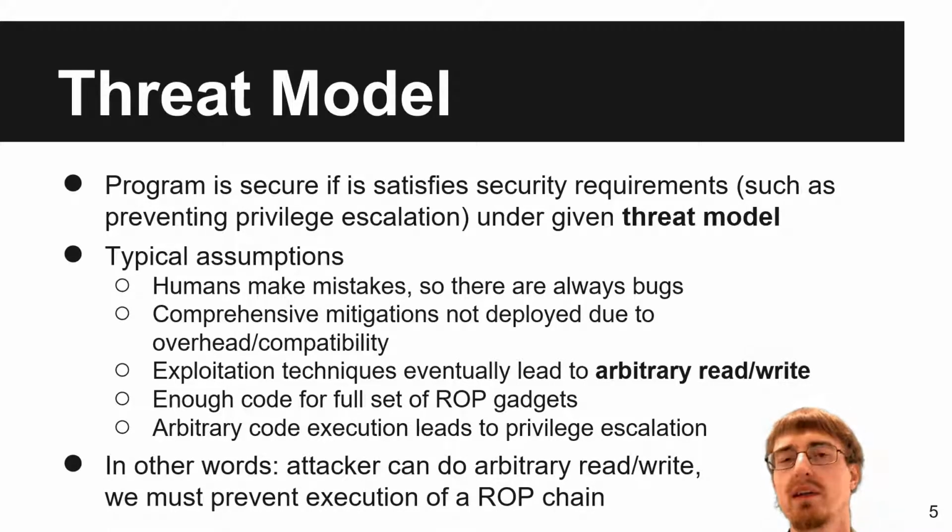Now, the attacker can do arbitrary read and write, and we must prevent the attacker from using this to launch a ROP chain. So in the diagram that I showed before, this means essentially blocking the second step. Now there are multiple ways to do this, and the ASLR type of way is one of them, where we basically try to hide the gadgets, and the other one is CFI, which I will discuss later, where we try to block usage of the gadgets.